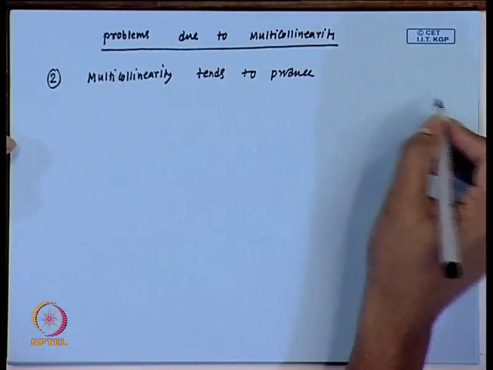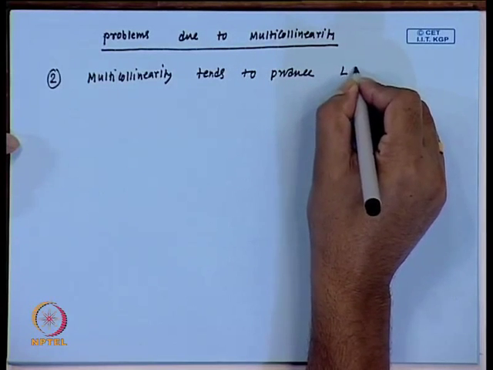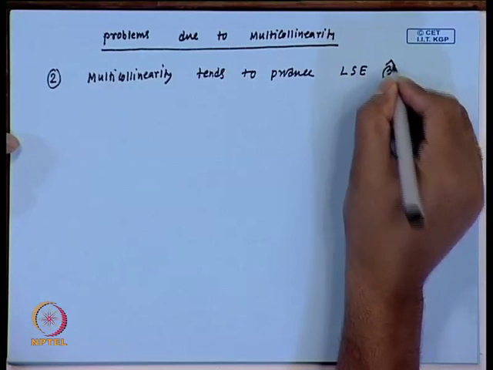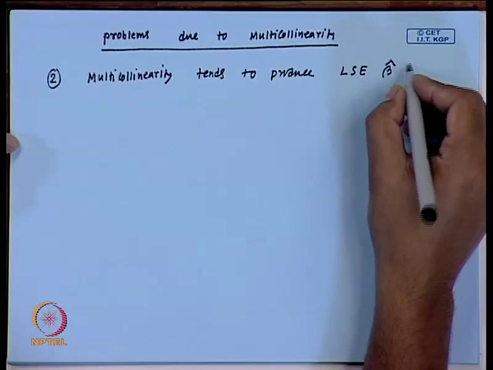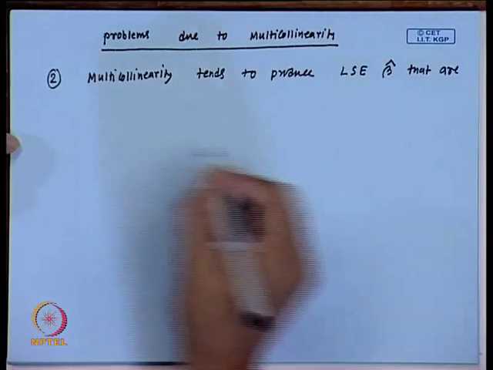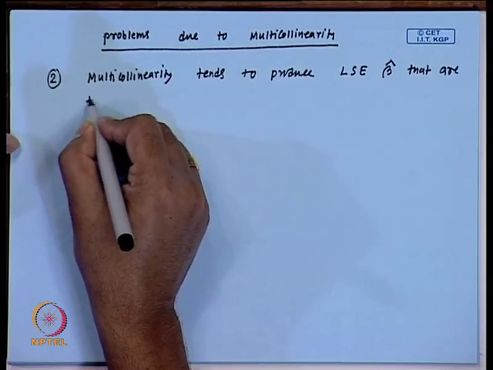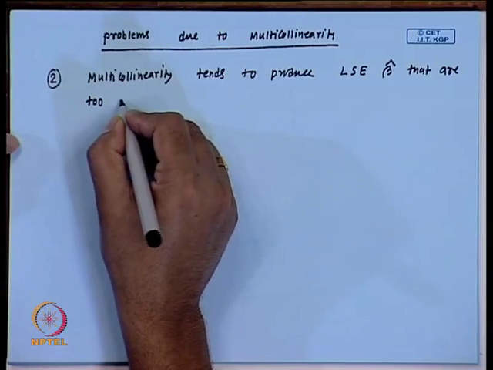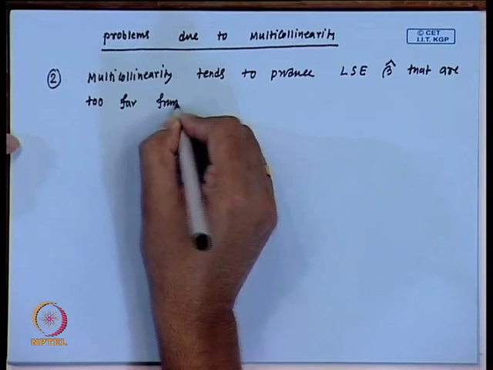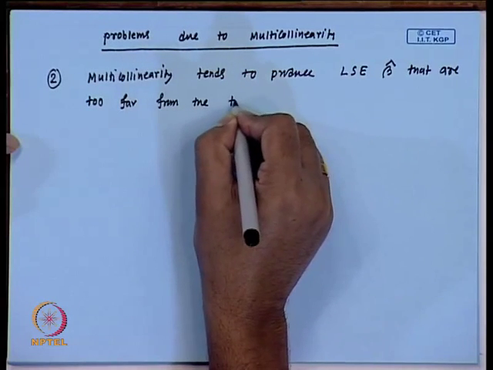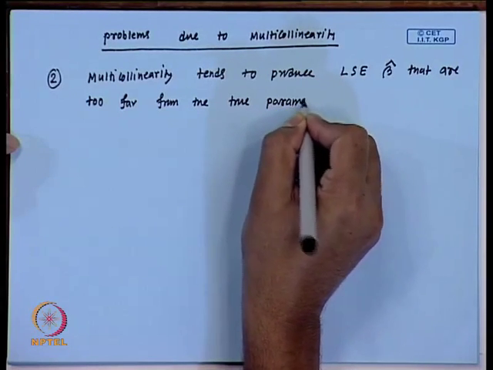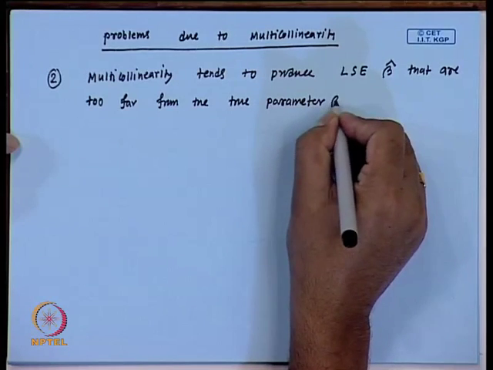multicollinearity tends to produce least square estimates beta hat that are too far from the true parameter beta.